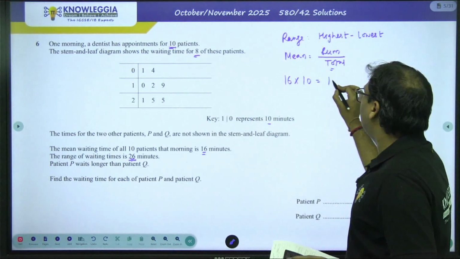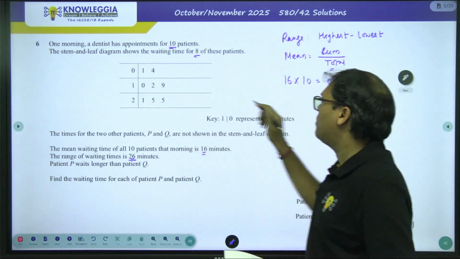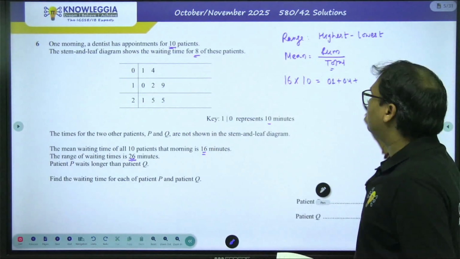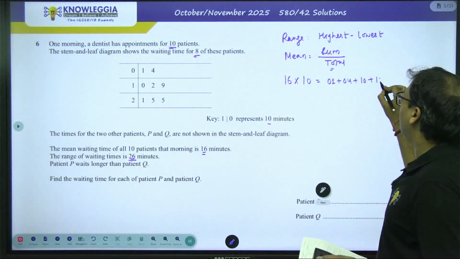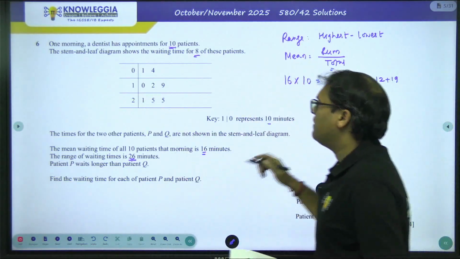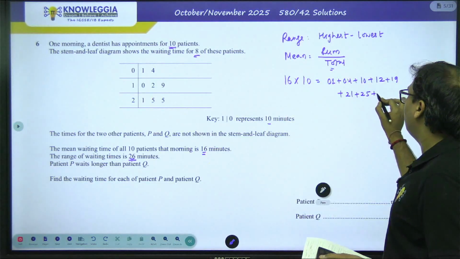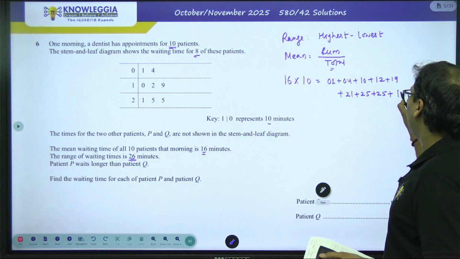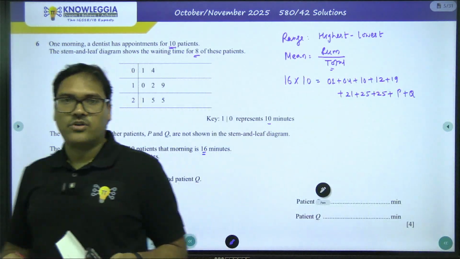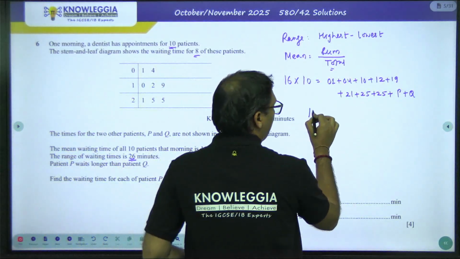This is 0 1, that is 1 minute. This is 0 4. I write this 0 4 just to make it clear. Okay. This is 10 plus 12 plus 19 plus 21 plus 25 plus 25. And let's say this is P plus Q. The waiting time for P is, let's say, P, and the waiting time for Q is, let's say, Q. So from this, you can easily find P plus Q.